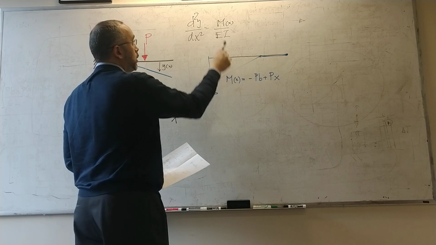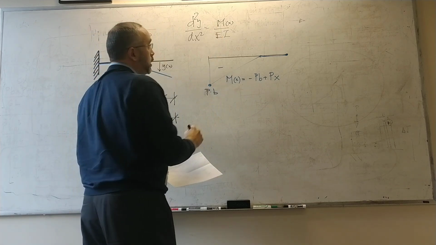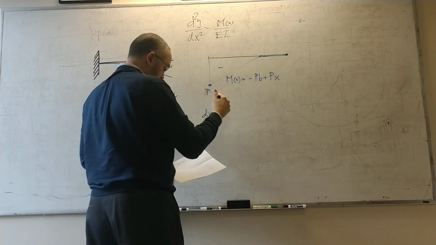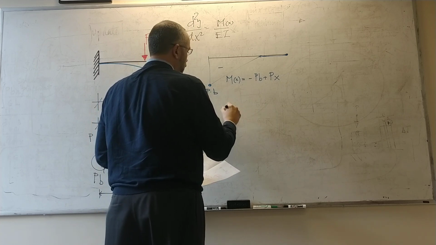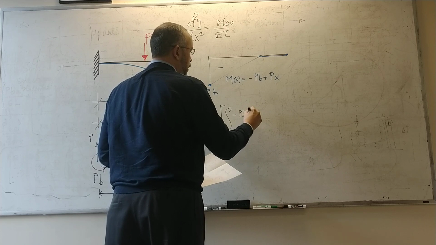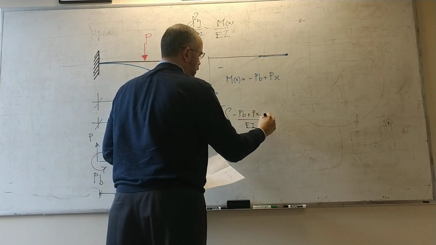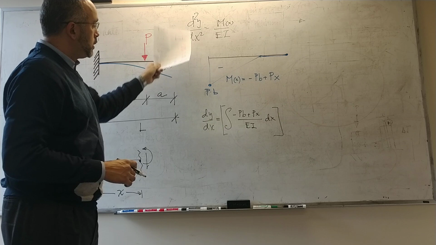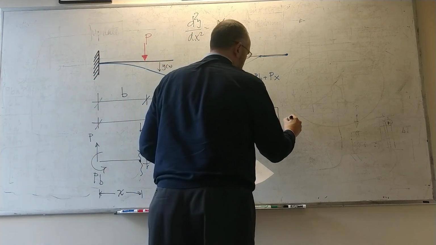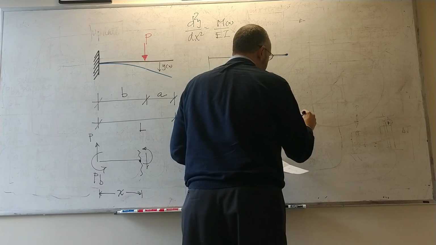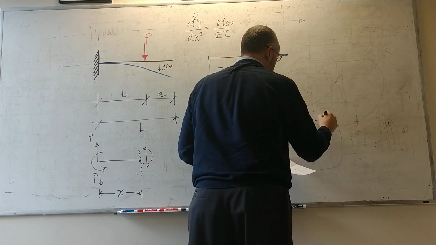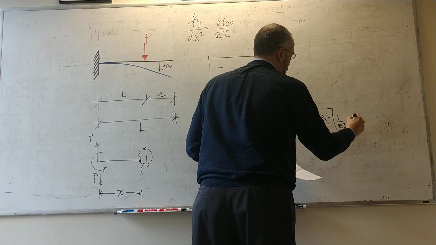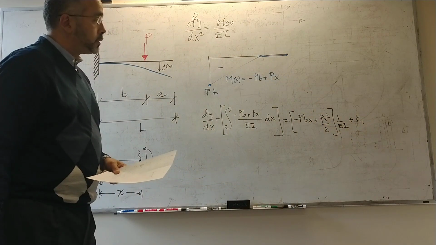Very well. So now we plug this equation here and we take one integral and we get dy/dx equals the integral of minus Pb plus P times x, right? Which is just integrating this equation here. Take care of one of the derivatives, and that gives us minus Pbx plus Px squared over 2, all of that divided by EI plus an integration constant.